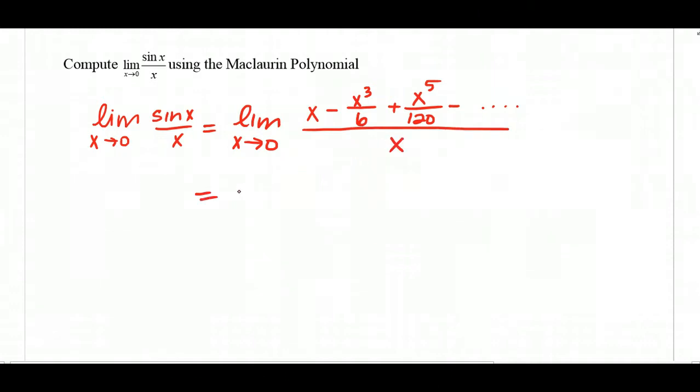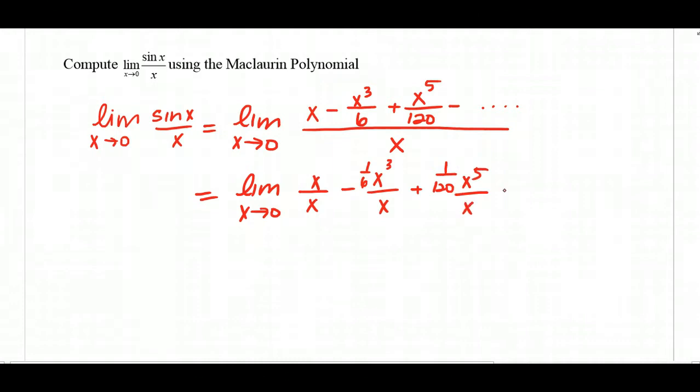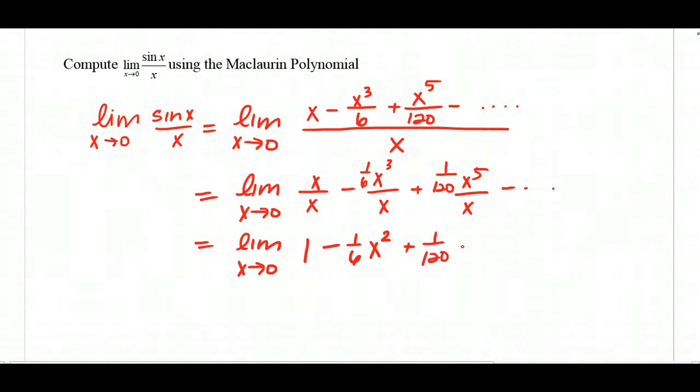So now let's simplify this. This is the limit as x approaches 0. Well, there's only one thing on the bottom, so each thing on the top goes over that one thing on the bottom. So this is like x over x minus 1/6 x cubed over x plus 1 over 120 x to the 5th over x, and so on. So now this is the limit as x approaches 0 of 1, since x over x is 1, minus 1/6 x squared, since the x cubed over x reduces down to x squared, plus 1 over 120 x to the 4th, and so on.